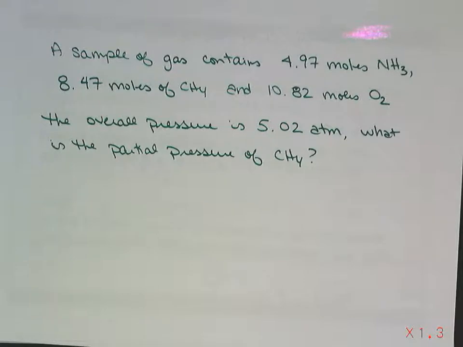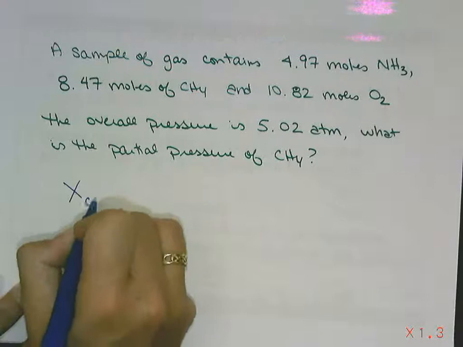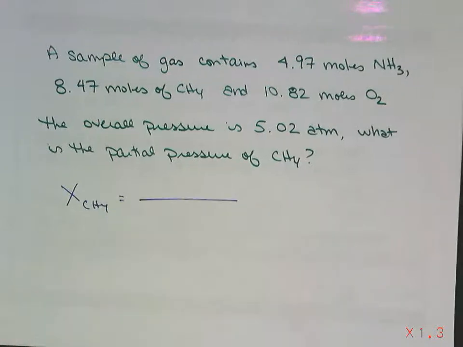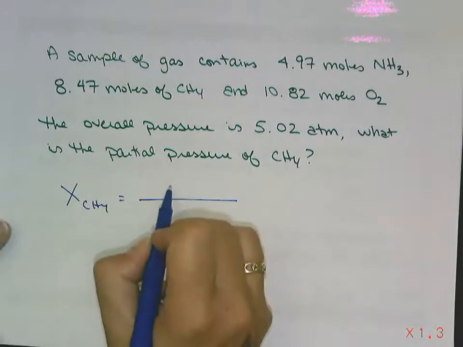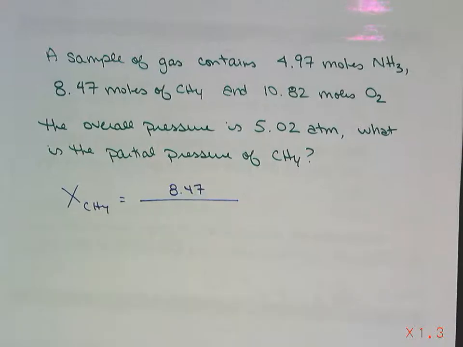Yep, we need to find X. So what value of the 4 values in my question do I put on the top of my fraction? 4, 8, 10, 5? The top of the fraction? This guy, right? So then how do I go about figuring out the bottom of the fraction? Add them all together.